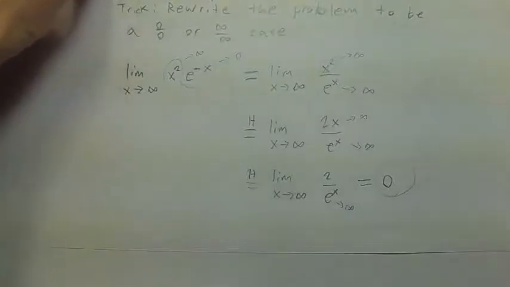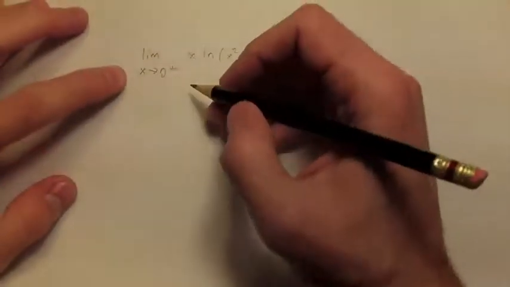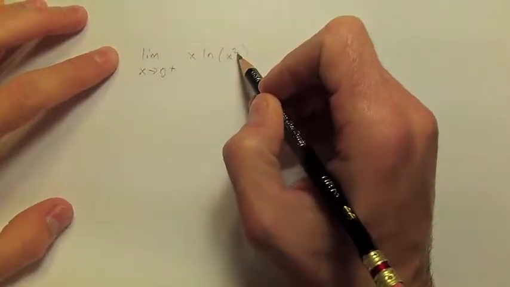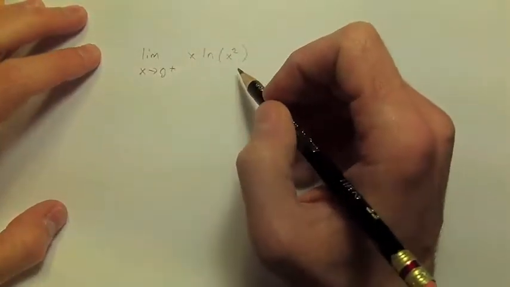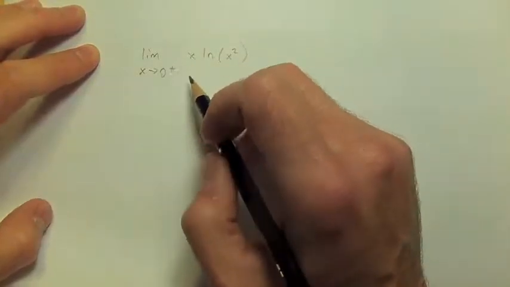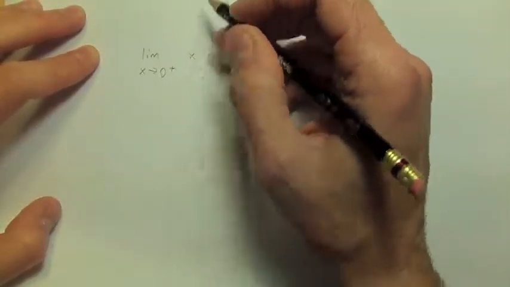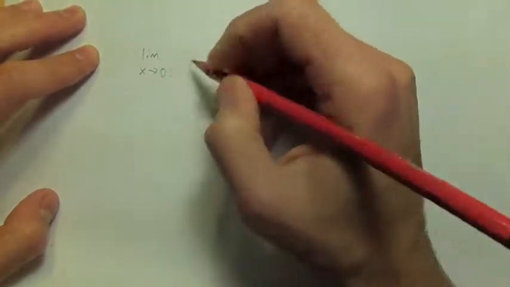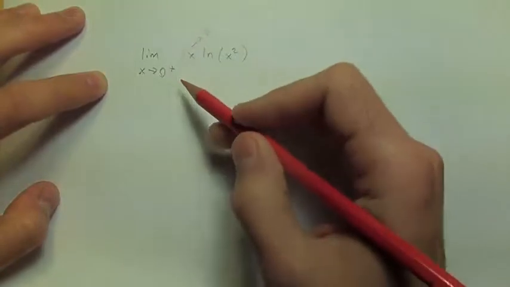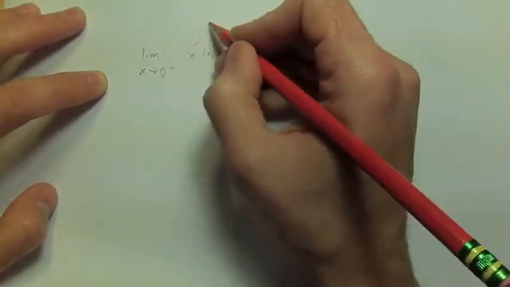Let's look at another example. Okay, this one's a little more complicated. We have the limit as x goes to 0 from the right of x times the natural log of x squared. Okay. Again, L'Hopital's rule will work just fine with right or left side limits, but basically we have x going to 0. I'll use a different color for this. X is going to 0. As x goes to 0 from the right, x goes to 0 from the right. Okay.